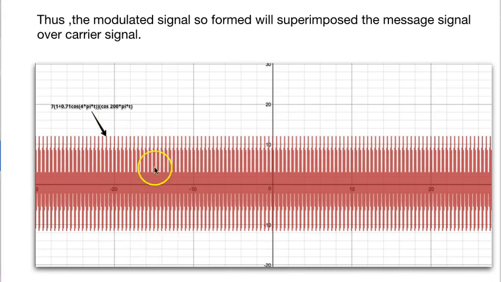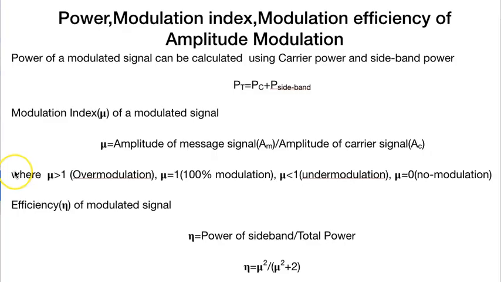The high frequency carrier wave signal takes the message signal along with it. Now let me talk about some of the parameters that can be calculated. First of all, power, modulation index, and modulation efficiency. These three parameters are calculated for amplitude modulation and are considered very important. Now, the power of a modulated signal can be calculated using carrier power and sideband power.